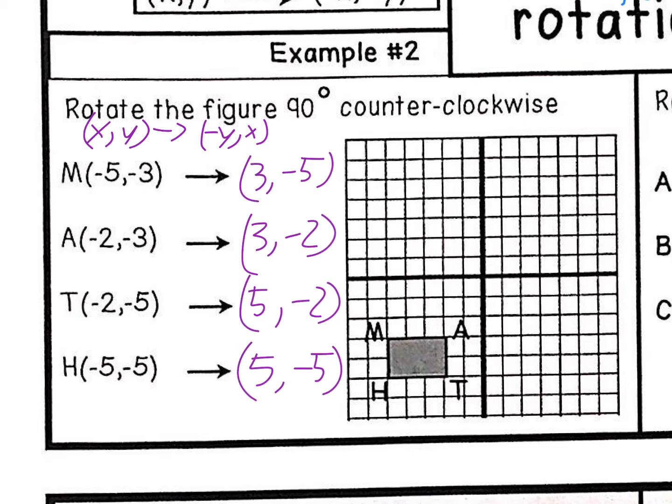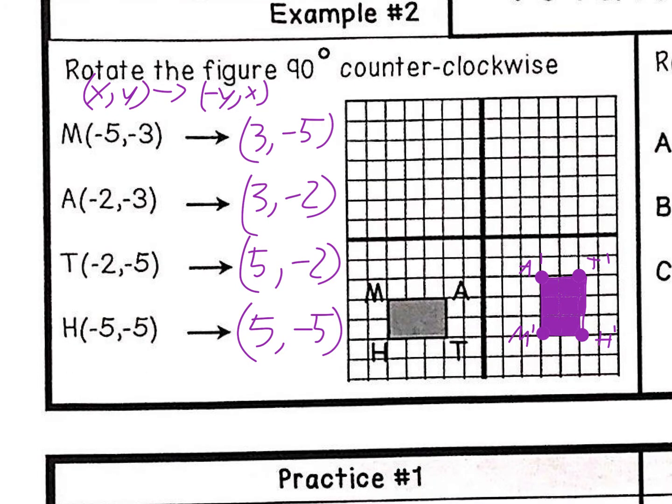So once more, I'm going to pause the video, draw it out, and then come back to y'all. And so we've rotated our figure 90 degrees counterclockwise, such that our M has rotated to there, A has rotated to there, T has rotated to there, and H has rotated to there.